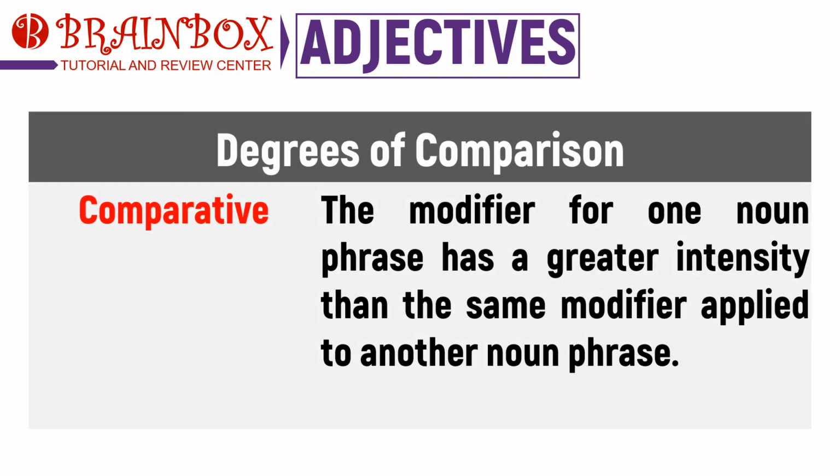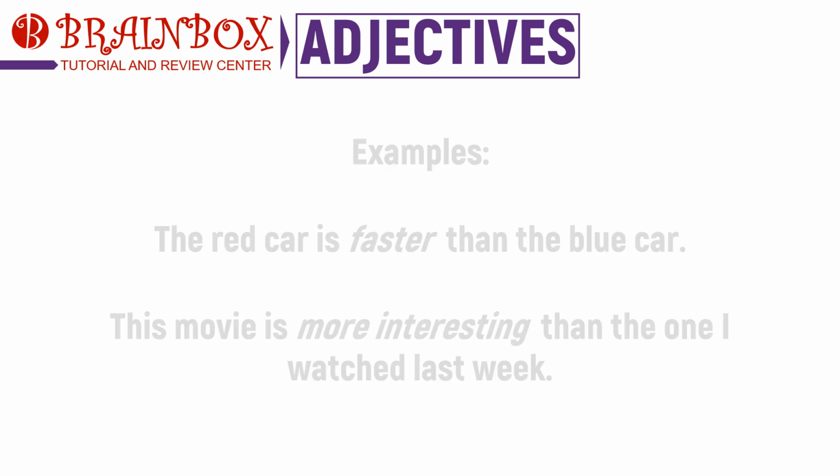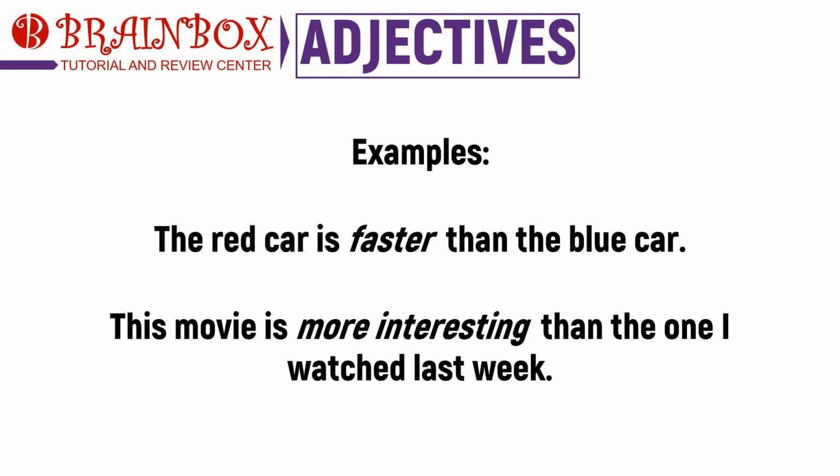In comparative adjectives, the modifier for one noun phrase has a greater intensity than the same modifier applied to another noun phrase. Examples are: the red car is faster than the blue car. This movie is more interesting than the one I watched last week.